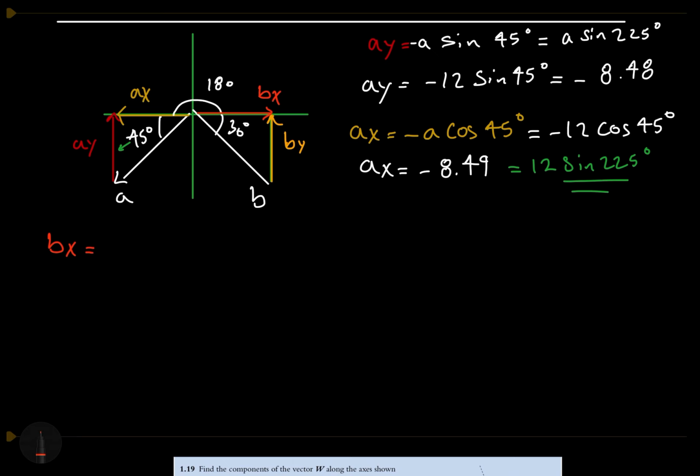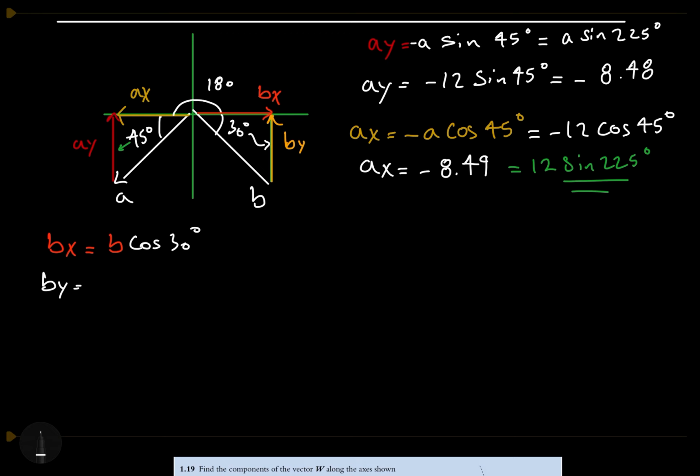BX is going to be found by, keep in mind that BX is in the fourth quadrant where the x values are positive. So you can say positive B, and it's also adjacent to the 30 degree angle. So we can say B multiplied by cosine of 30 degrees. Anytime the side is adjacent to the angle, it takes cosine. Anytime it's opposite, it takes sine. So with 30 degrees, that side is opposite.